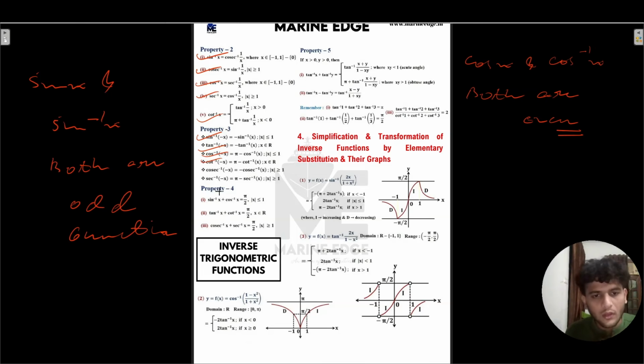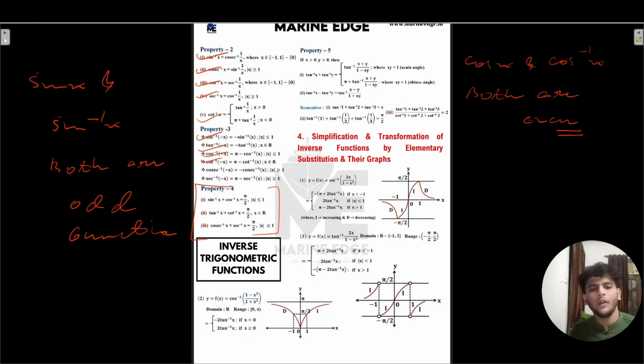Okay. Now, these three properties are very important for the sake of your examination. That is, sine inverse x plus cos inverse x is equal to pi by 2. Tan inverse x plus cot inverse x is equal to pi by 2. Cosec inverse x plus sec inverse x is equal to pi by 2 also.